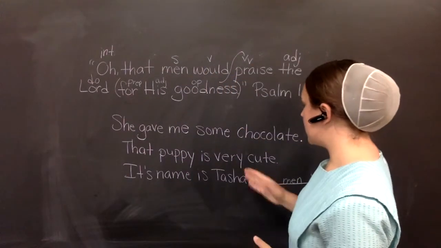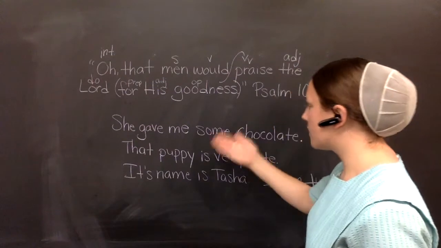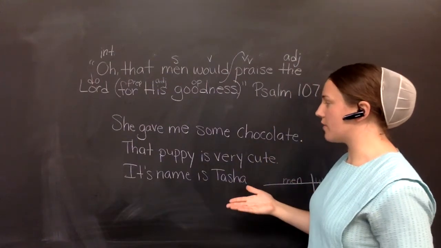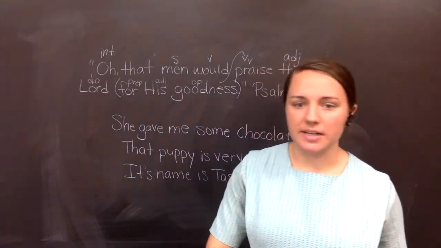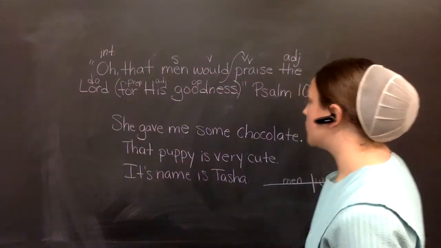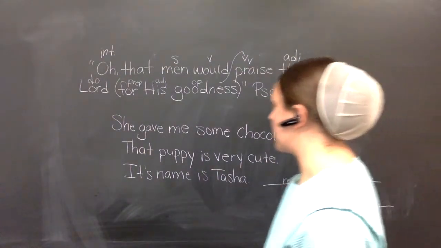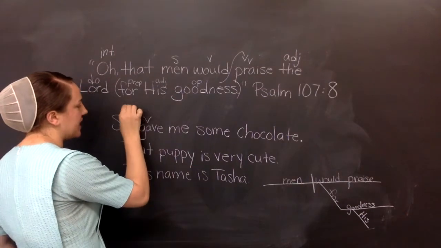Now let's look at this sentence here, and let's just go over finding our complements. So let's find our verb and subject first, so that we know if we're looking for predicate adjectives, predicate nominatives, or direct objects or indirect objects. So she gave me some chocolate. Gave is our verb, and she is the subject.